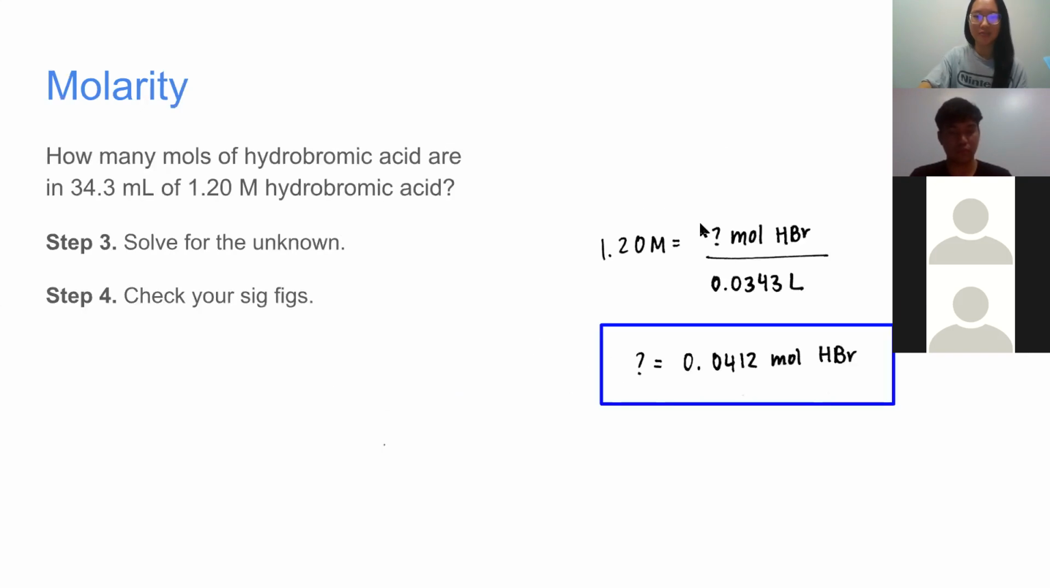The answer you should get is 0.0412 moles of HBr. And as always, check your sig figs.